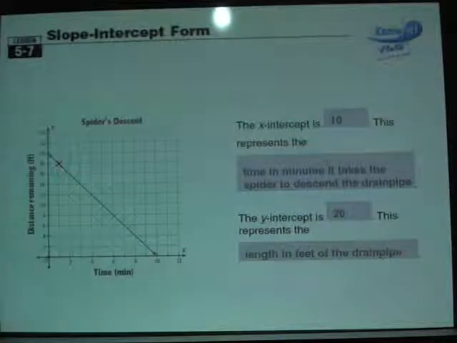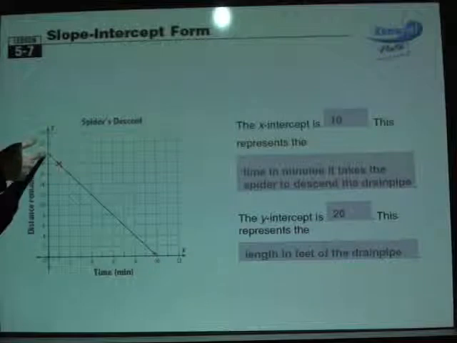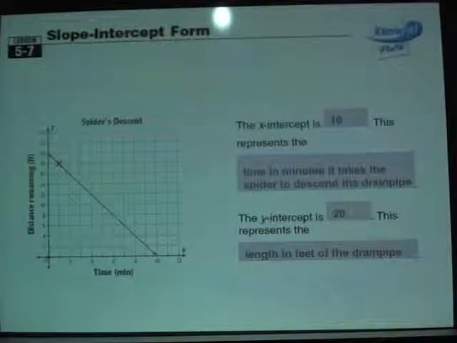When we talk about the y-intercept being 20, well, what happens at 20 over here? Well, as you can see, that's when the time is marked at 0. So that means that's the length in feet of the drain pipe, just like we read in the question. The question started off and said it was a 20-foot drain pipe. The y-intercept is 20. There's a good chance those numbers are related since they're the same. They are related. That's exactly what 20 represents in the y-intercept, the length of the drain pipe.